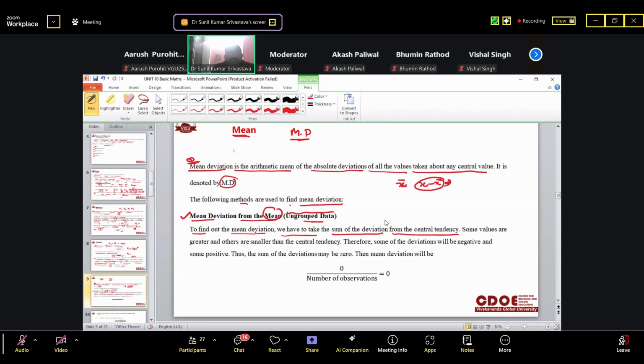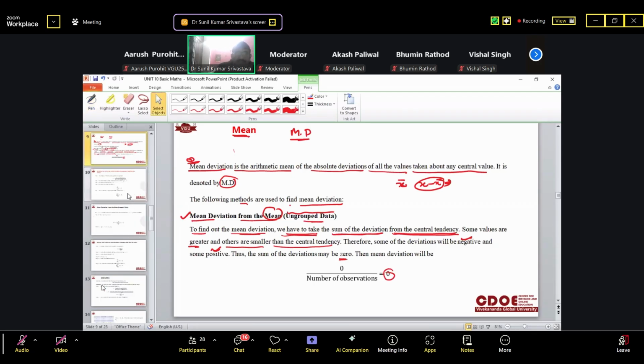Therefore, to find the mean deviation, we have to take the sum of the deviations from the central tendency. Some values are greater and others are smaller than the central tendency, so some deviations will be negative and some positive. Thus, the sum of the deviations may be 0, not exactly, but it may be 0. So the mean deviation will be 0 upon the number of observations.